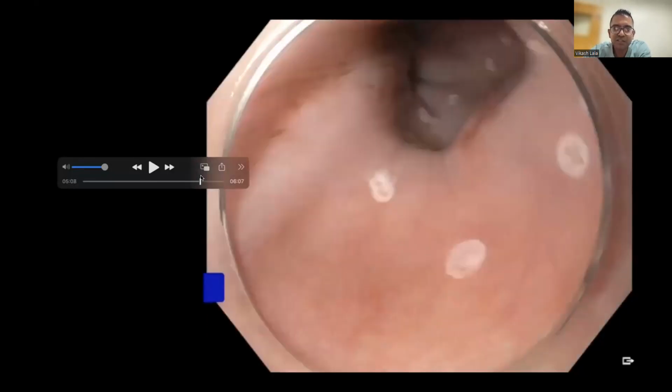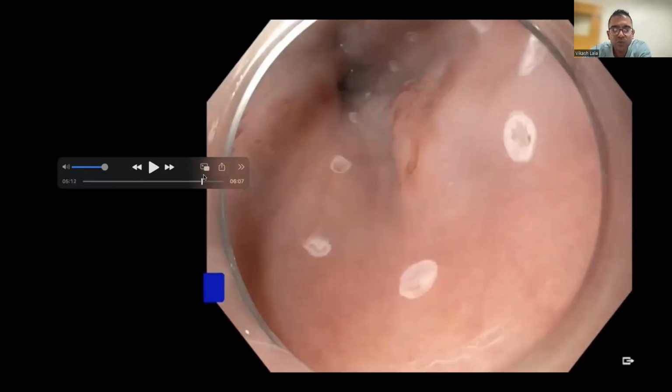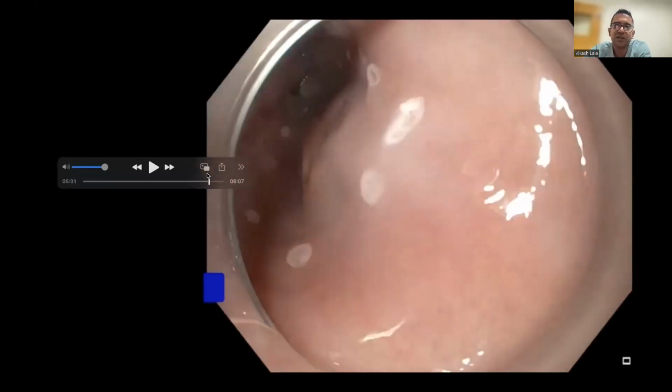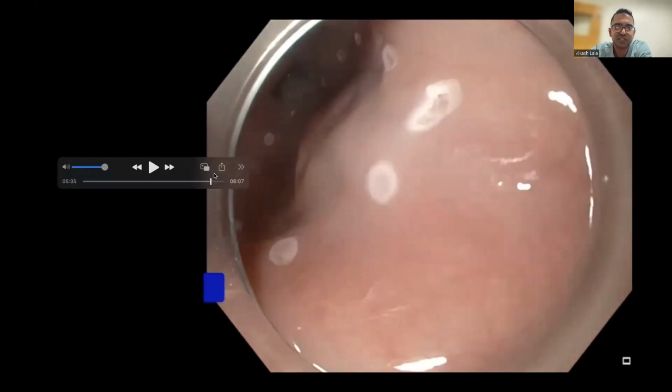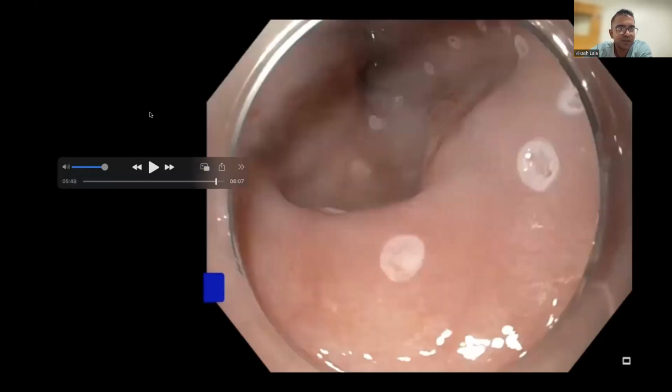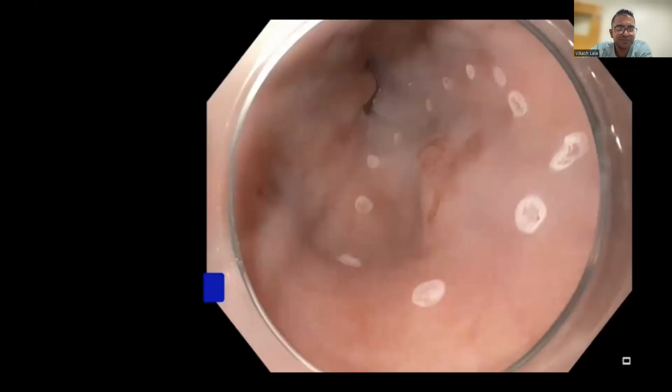Essentially, I'd marked out the lesion. I went what I thought was as wide as I needed to go, and I proceeded to another endoscopic submucosal dissection. I can hand over again to you, Prof.